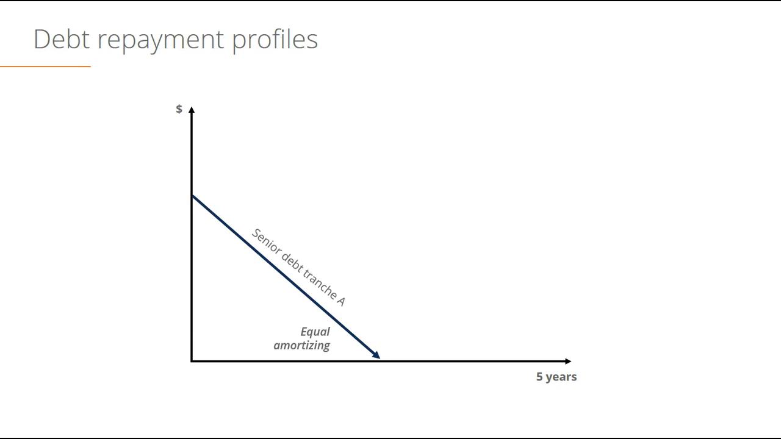Next, after the senior debt, we may have tranche B, another piece of senior debt, with what's called a balloon payment. This debt amortizes more slowly than the senior debt, and then has a balloon payment that comes after the senior debt is fully paid off. This gives the business a buffer to repay the tranche B after tranche A is repaid.